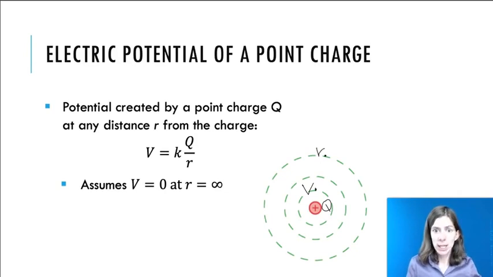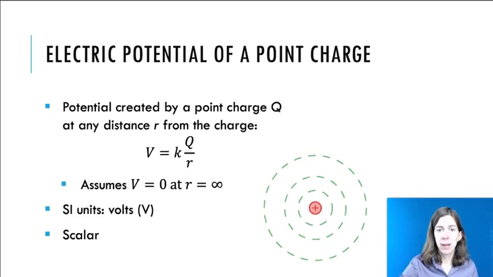If we look at this equation, it tells us that the electric potential is equal to kq over r, where k is the Coulomb constant, q is our source charge producing that potential, and r is how far away you are from that point. So you can see that as r gets big, the potential gets smaller. This equation does assume that the potential is zero at r equals infinity. So if you're very far away, where r is close to infinity, then we say that the potential is equal to zero.